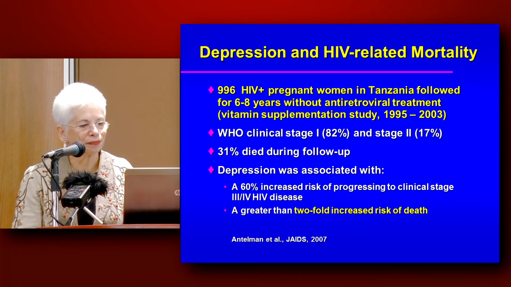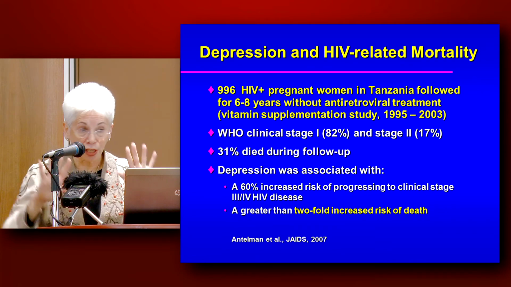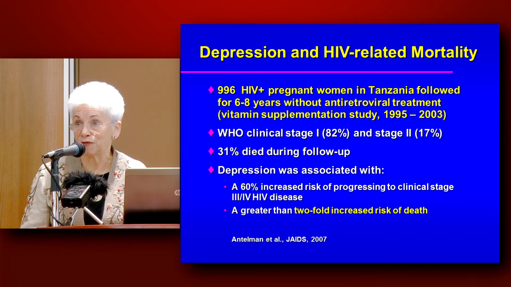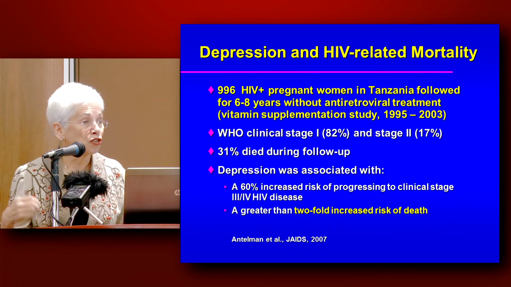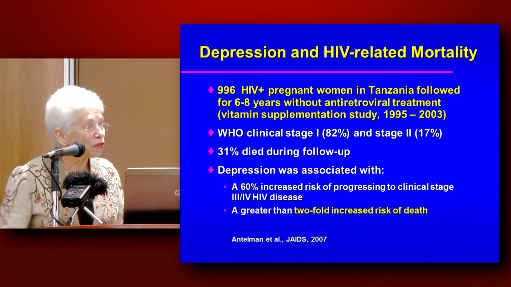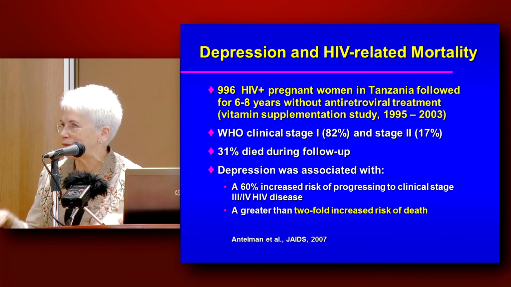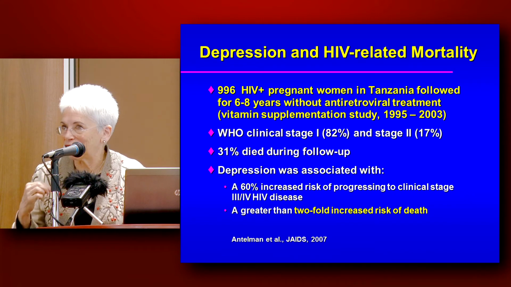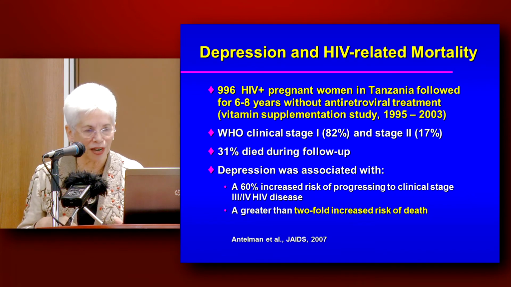I actually find this study kind of horrifying because really they didn't have to die if we had introduced antiretrovirals during this period. But depression was associated, independent of antiretrovirals, with a 60% increase of progressing to stage 3 and 4 HIV disease and a 2-fold greater risk of dying. So this risk of dying is independent of adherence. Non-adherence doesn't help you, but it's there even without looking at antiretrovirals.